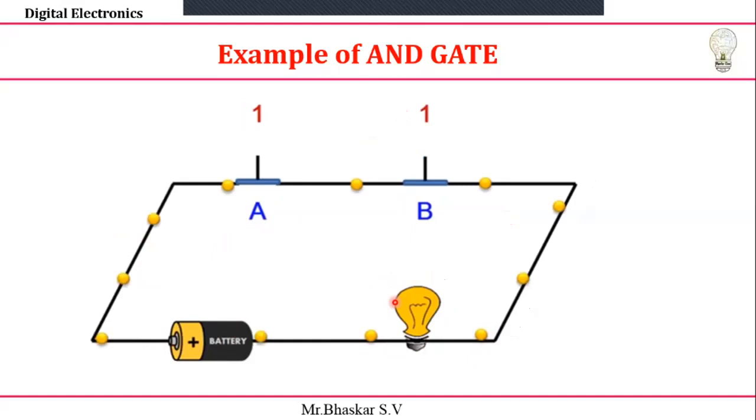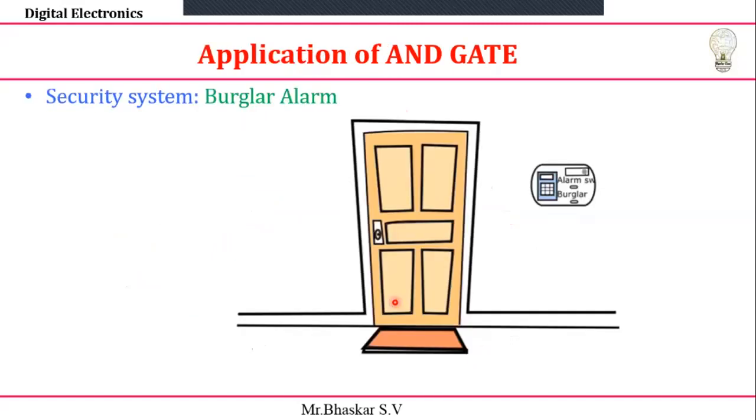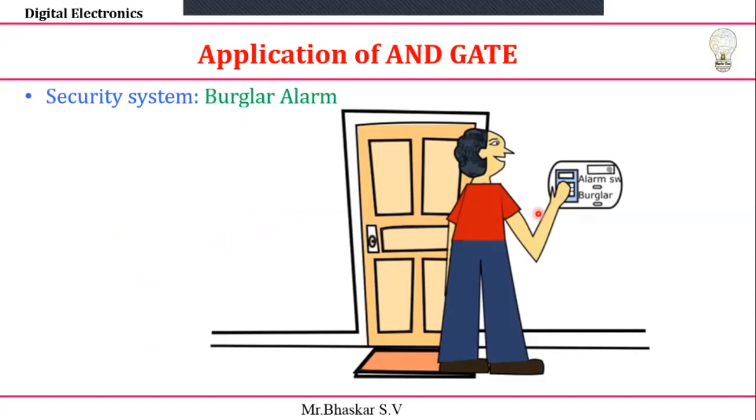Next, practically, sir, where am I going to use it? What is the application? Let's take an example: a burglar alarm. In the house, we set an alarm switch, and then there is the burglar. Generally, we look at it as a security system using my AND gate. Let's take that one. So here, we have a burglar alarm.